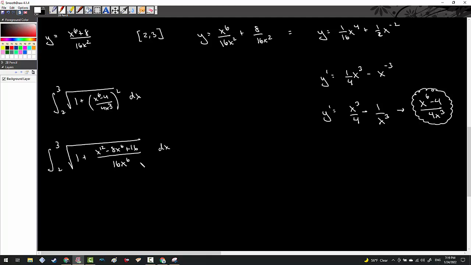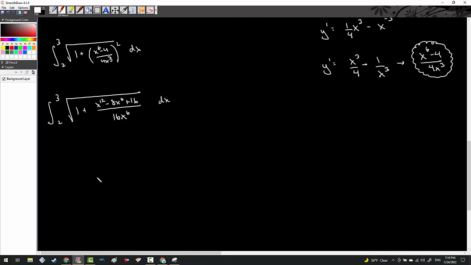Now, the way I'm going to simplify this radical, because usually the radical can have a semblance of going away, is I'm going to get a common denominator. So that's going to be 16x to the 6th over 16x to the 6th. So that's going to be the square root of 16x to the 6th minus 8x to the 6th is going to be, well, that's going to be x to the 12th plus 8x to the 6th plus 16 all over a singular 16x to the 6th. Don't forget that's dx, integral from 2 to 3.